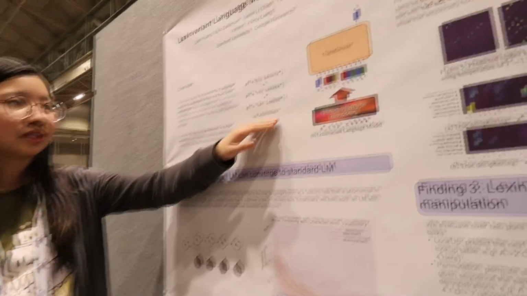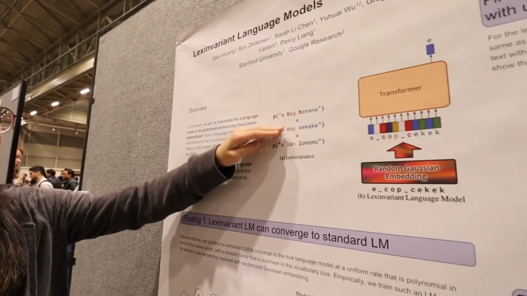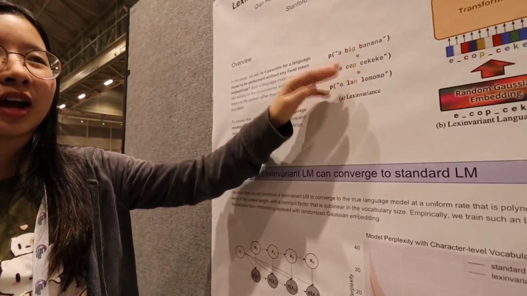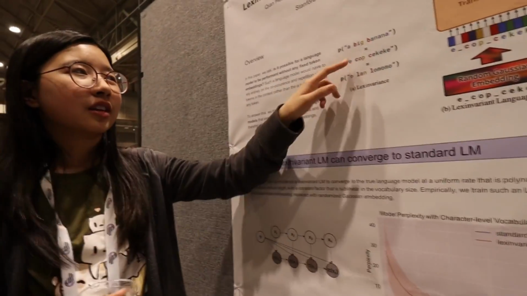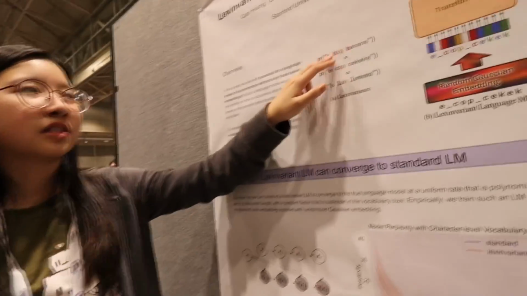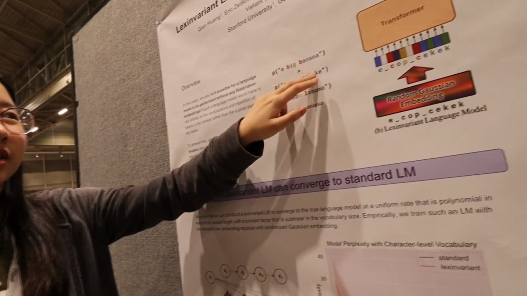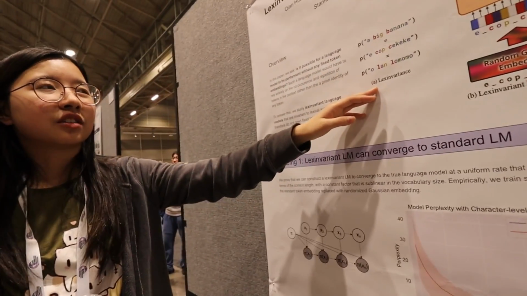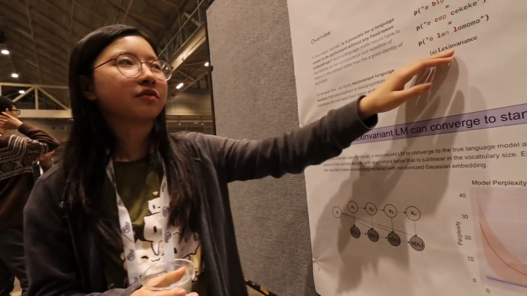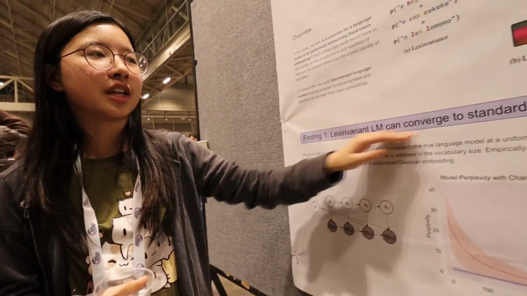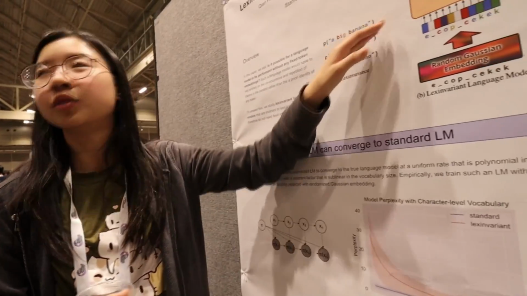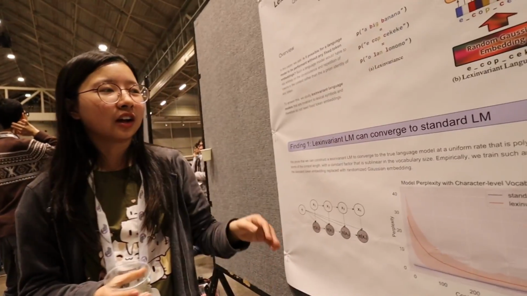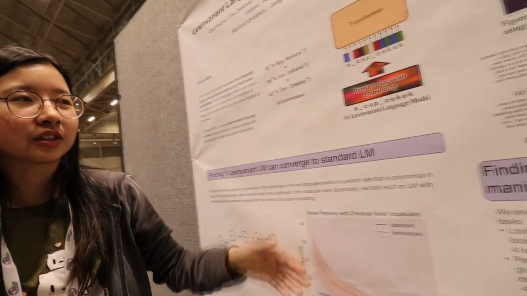So Lexinvariance is basically the idea that these three phrases are equivalent because they only differ up to a lexical mapping. So the letter E here, you can obviously see as A, because E appears here and here and here and here, the same as A. Yeah, so this is Lexinvariance. We show that this Lexinvariant language model can converge to the standard language model in terms of next token prediction, which is very surprising given this property. And we show empirically it does the same thing.